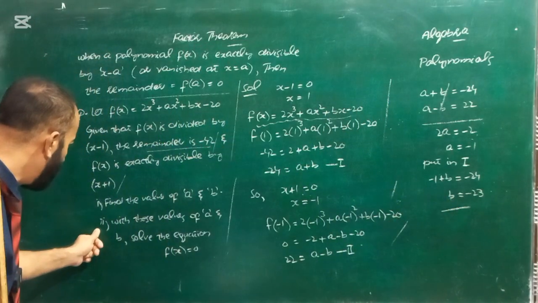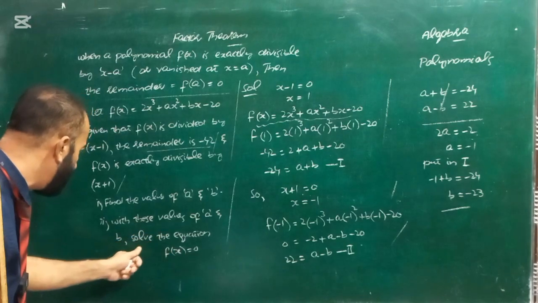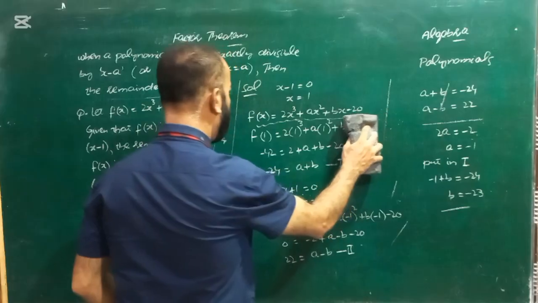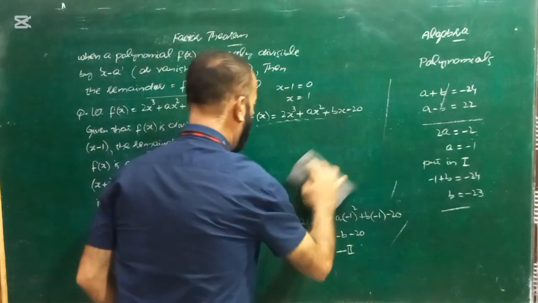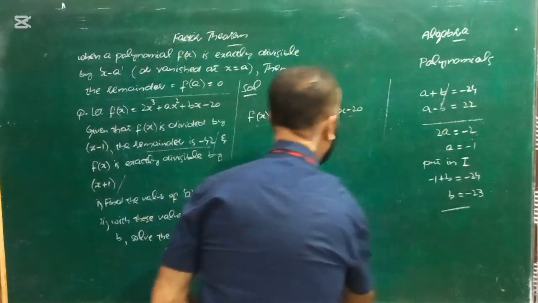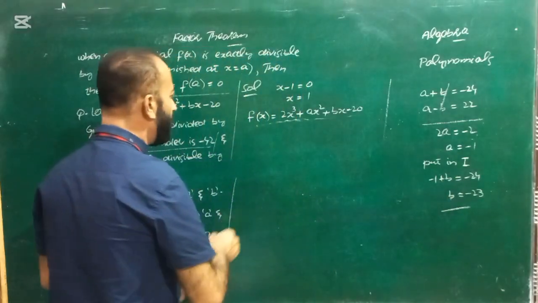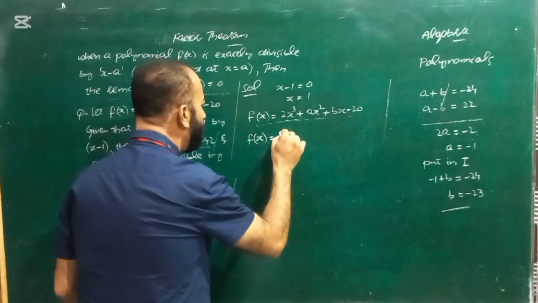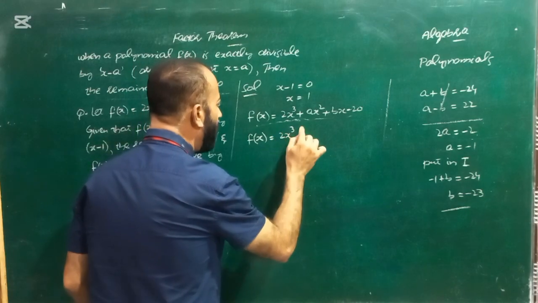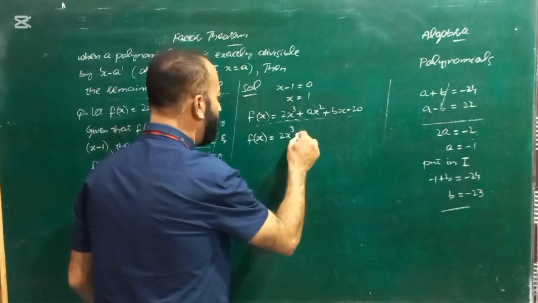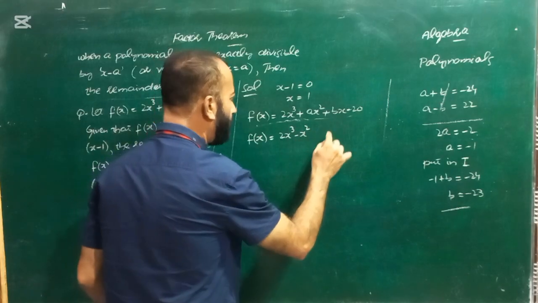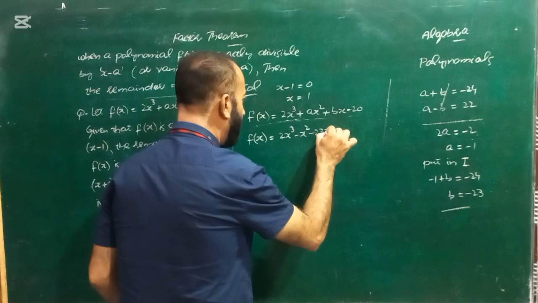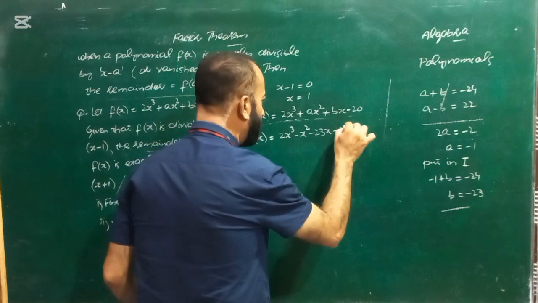So now the second part is, with these values of A and B, solve the equation f of x is equal to 0. So look now. A is minus 1 and B is minus 23. So f of x will become 2x cube. A is minus 1, so it will become minus x square. B is minus 23, so minus 23x. And minus 20 is still there.